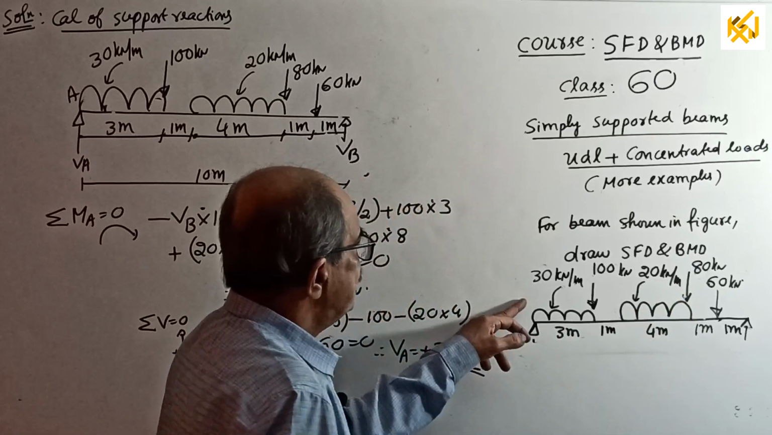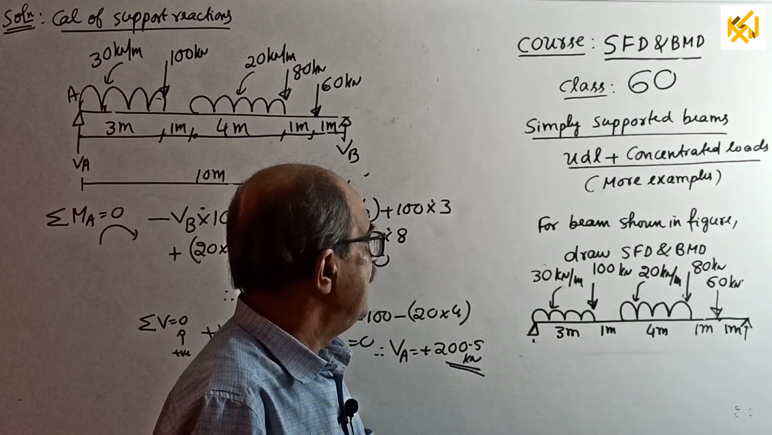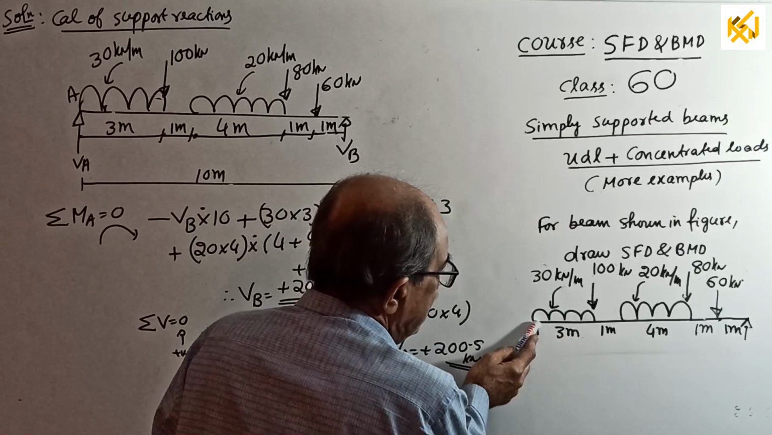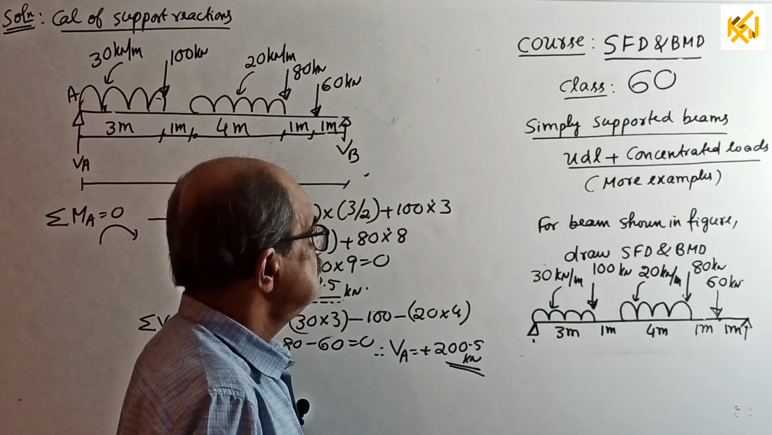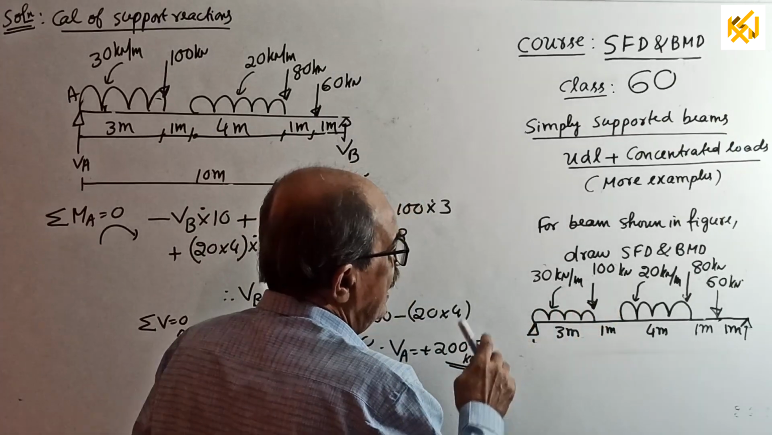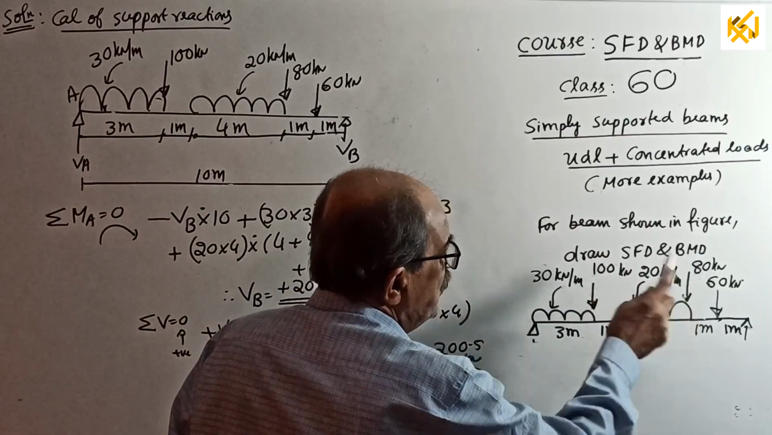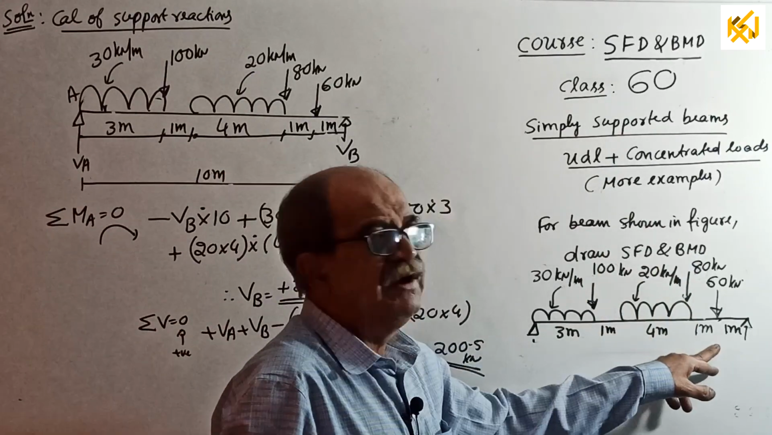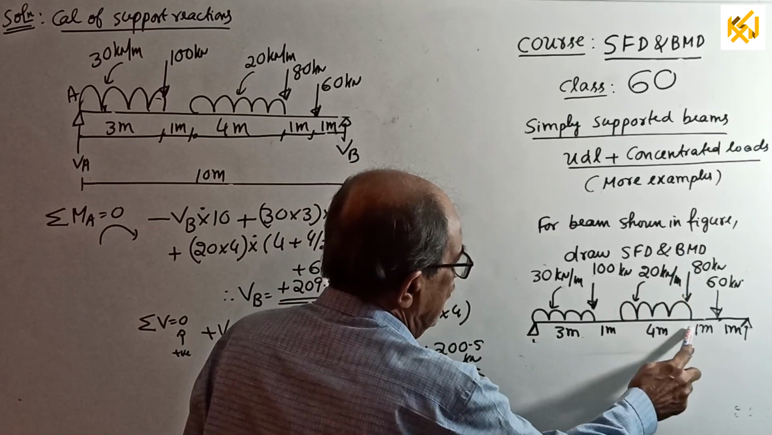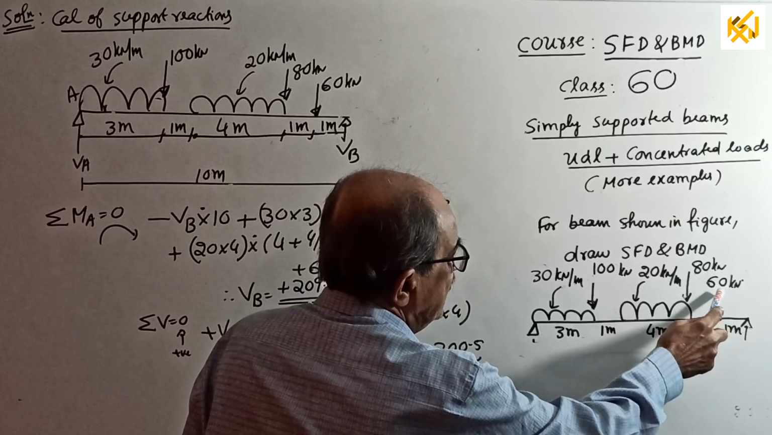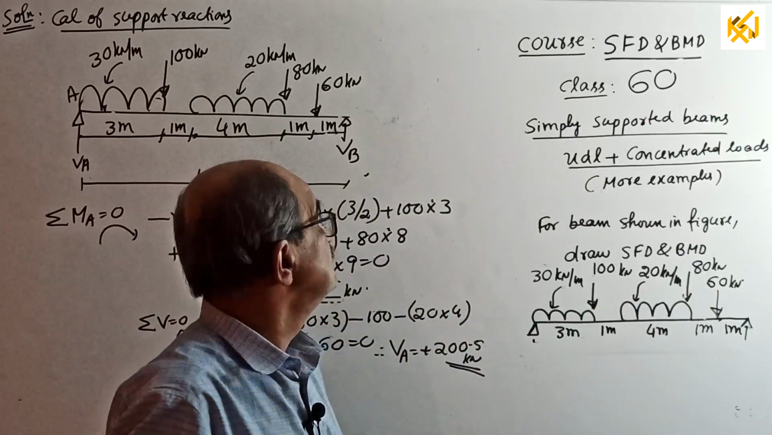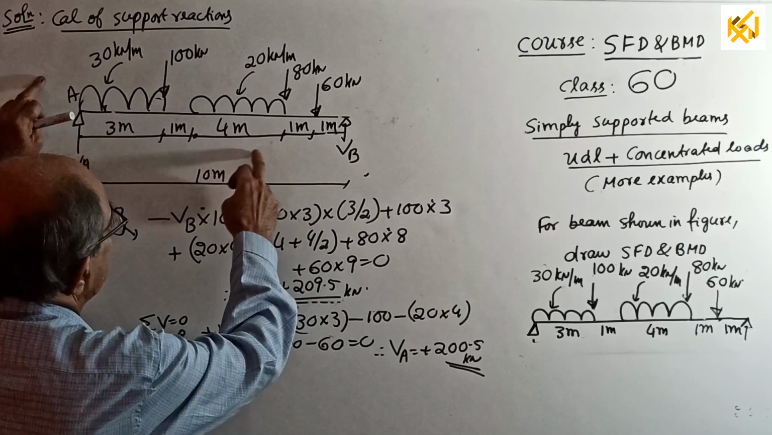is loaded by UDL of 30 kN per meter for 3 meter from left end and another UDL of 20 kN per meter for 4 meter length starting at 4 meter from left end. Then 3 point loads: 100 kN at right end of the first UDL, 80 kN at right end of the second UDL and 60 kN at 1 meter from right end, or 100 kN at 3 meter, 80 kN at 8 meter and 60 kN either 9 from left end or 1 from right end. Draw SFD, BMD. Solution. First, support reaction calculation.